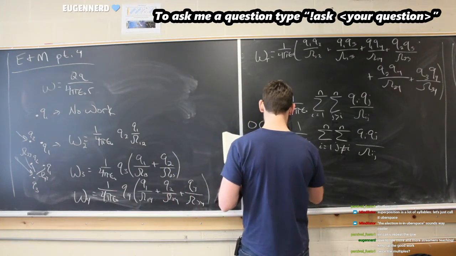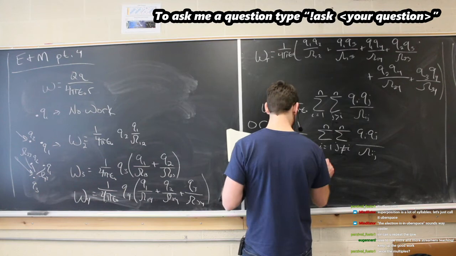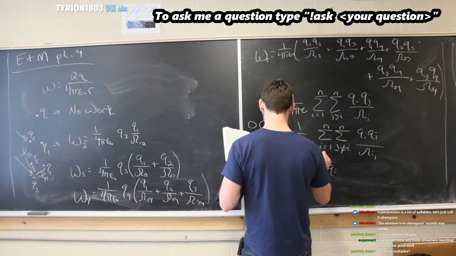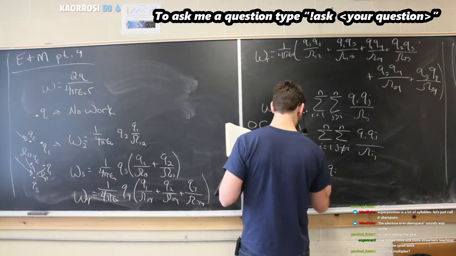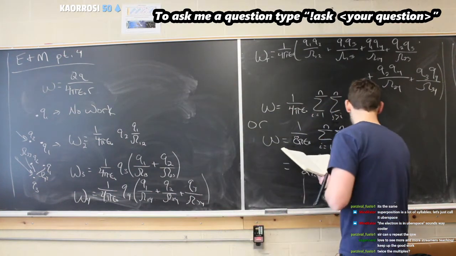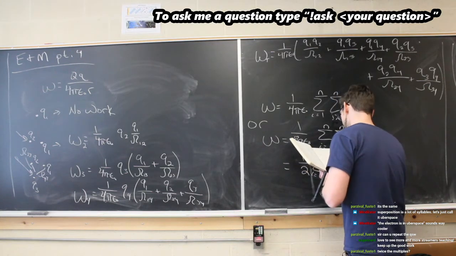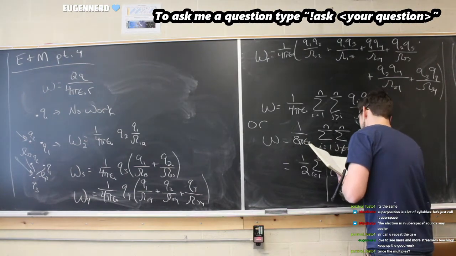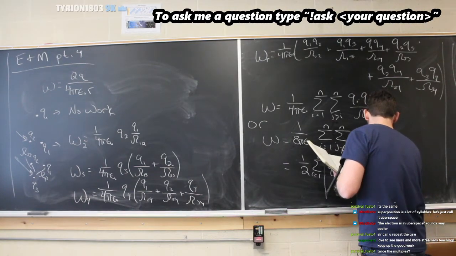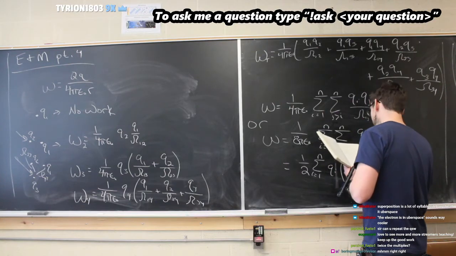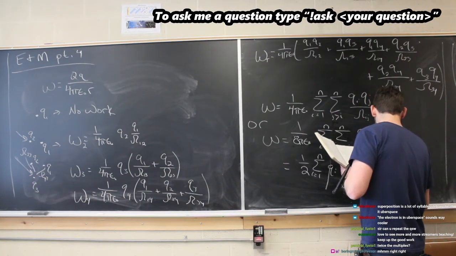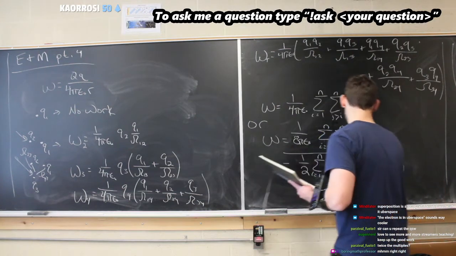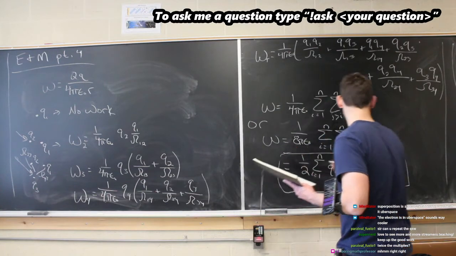So we'll have work equal to 1/2 times the sum over all q_i, i equals 1 to n, times, inside the parentheses, the sum over j not equal to i of 1 over 4 pi epsilon naught times q_j over r_ij. Now let's box that off. I kind of ran it into this one a little bit.